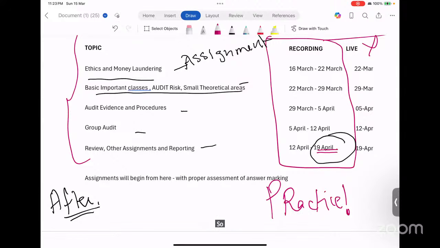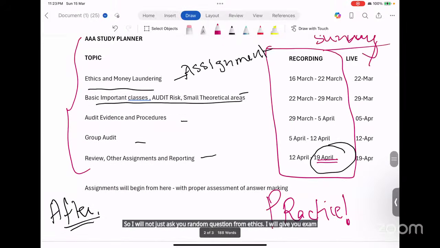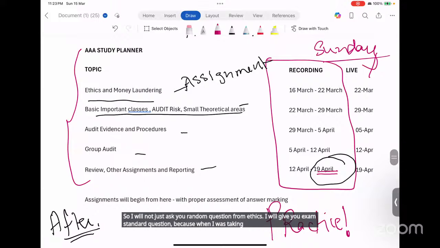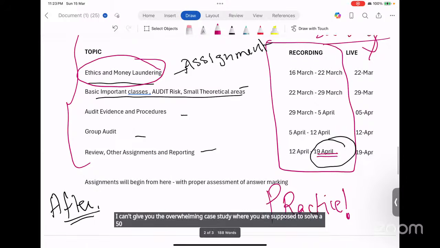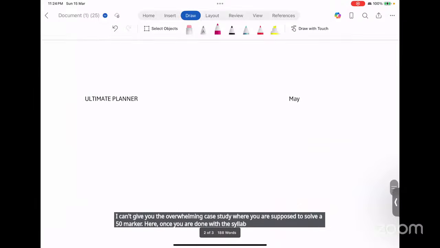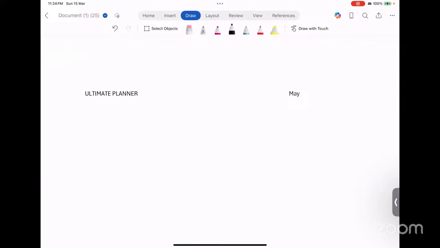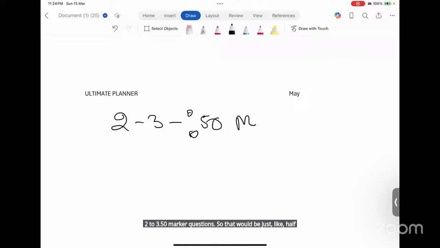So I will not just ask you a random question from ethics. I will give you an exam standard question, because when I was taking assignments unit-wise, I could only give you part of questions. So since you've just done ethics, I can only ask you ethics. I can't give you the overwhelming case study where you are supposed to solve a 50 marker. Here, once you're done with the syllabus, I can actually give you 2 to 3 50 marker questions. So that would be just like a half mock.